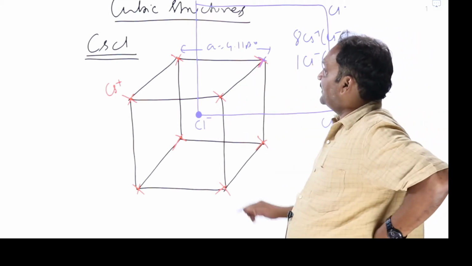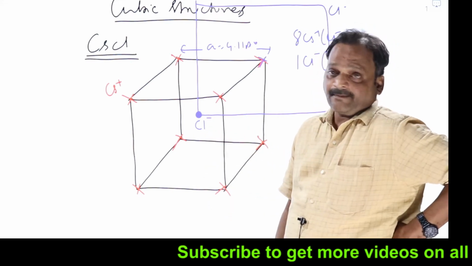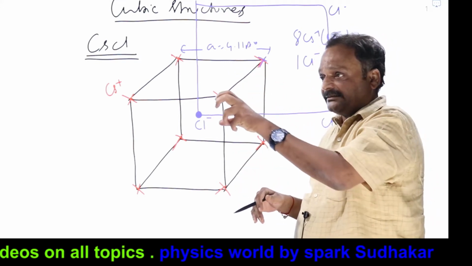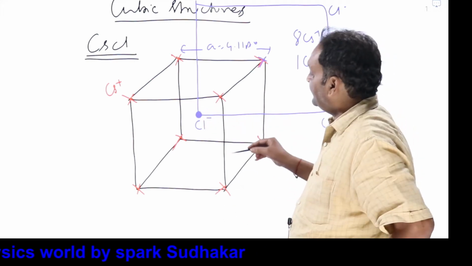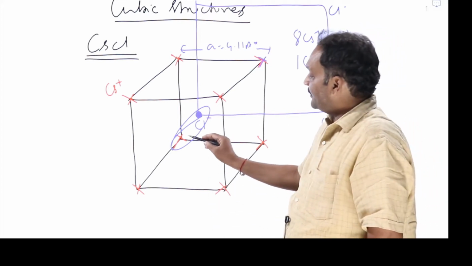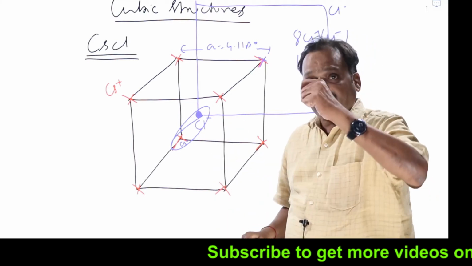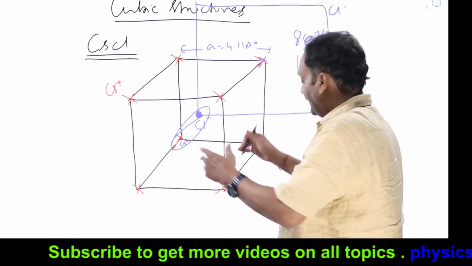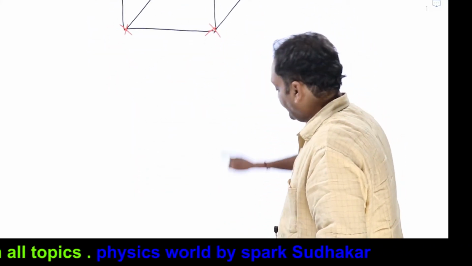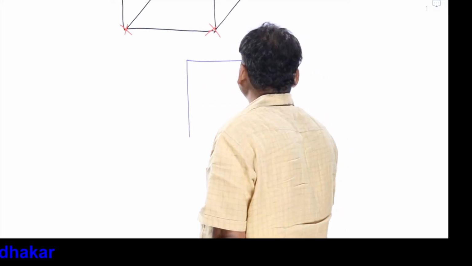Now the lattice constant is a equals 4.11 angstroms. I want to simplify the structure further. Instead of seeing this crystal as consisting of Cs plus ions and Cl minus ions separately, I will take Cs plus and Cl minus as one unit. I'll consider the Cs plus ion on the corner and the Cl minus ion at the body center as my lattice point, one unit, and I'll try to redraw the picture like this. Now what do I do? I'll take one cubic system.